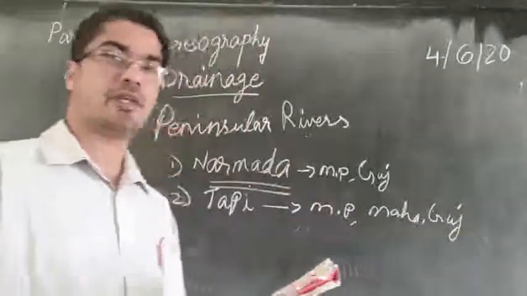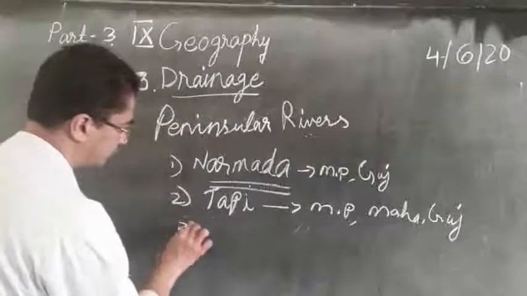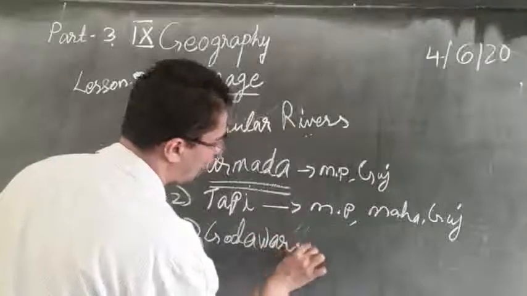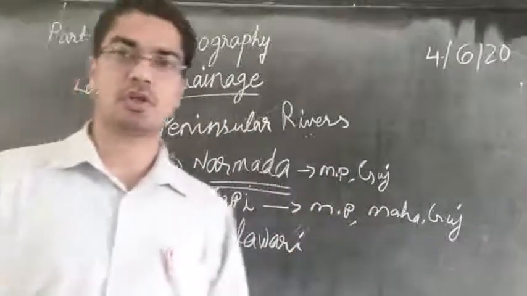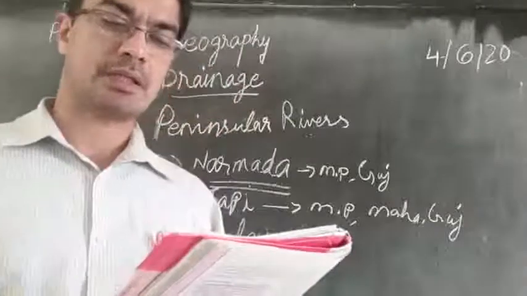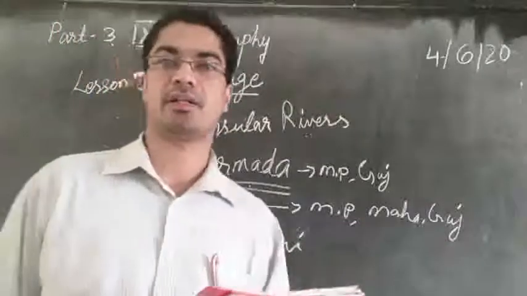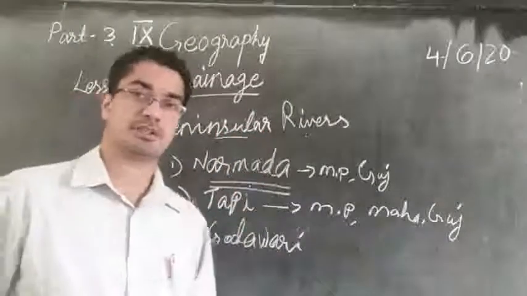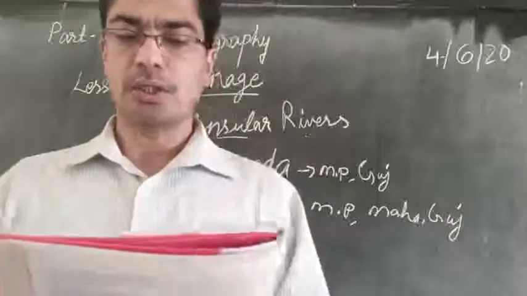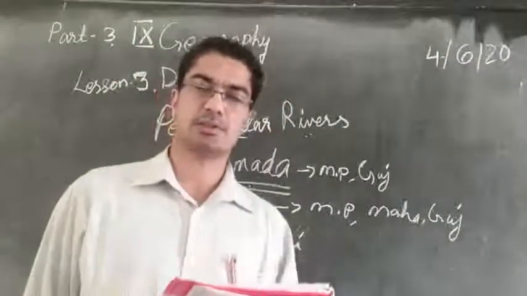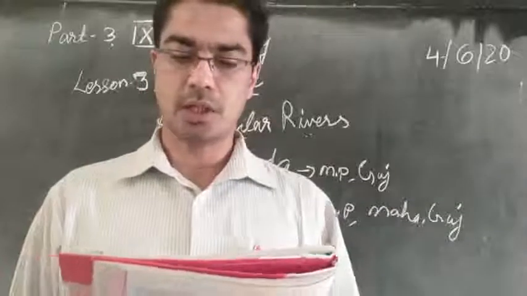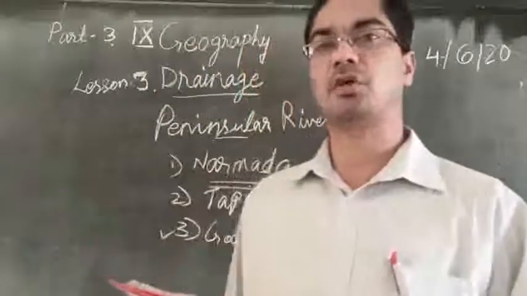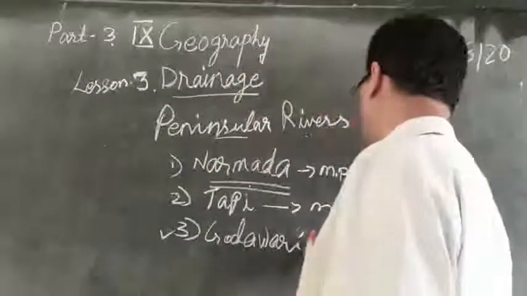Next one is the Godavari Basin, or Godavari River. The Godavari is the largest peninsular river. You can underline that. Among the peninsular rivers, Godavari is the largest or longest. It rises from the slopes of the Western Ghats, starting in the Nasik district of Maharashtra.